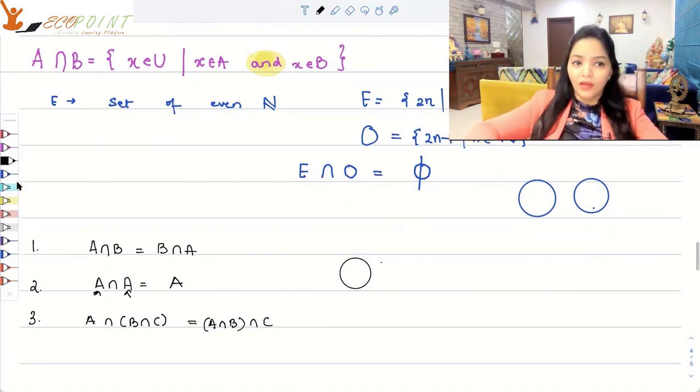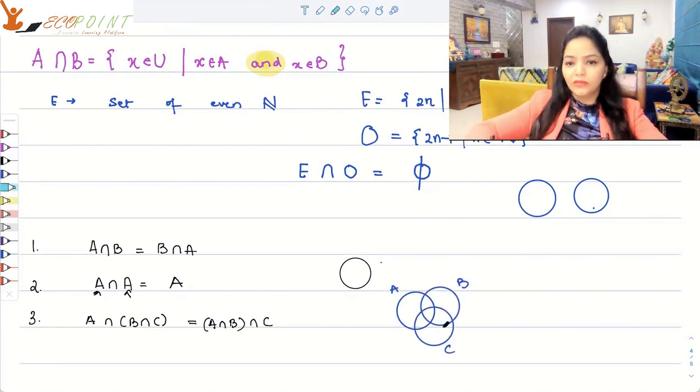Let's see how and why. So I'm going to create a diagram. A's intersection with B intersection C. Now B intersection C is this part. B intersection C is this part. Now you want A's intersection with this portion. If you see A's intersection with this portion, you will get this part, which is the intersection of all the three actually.